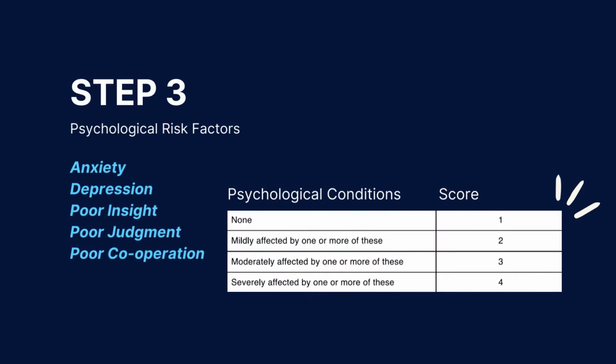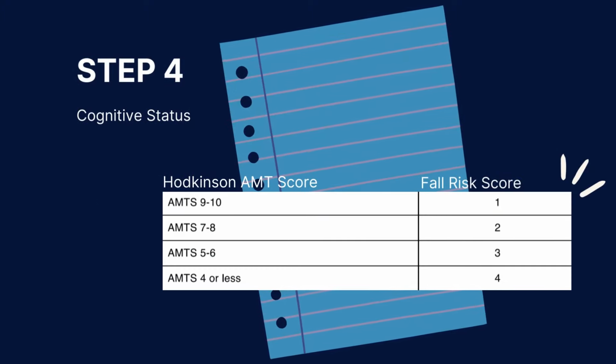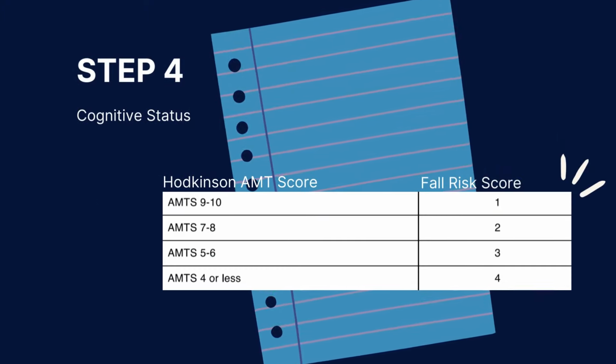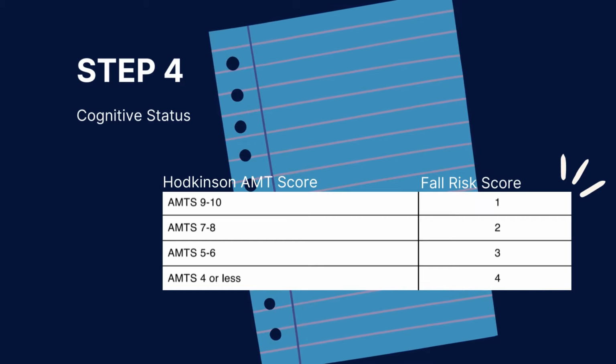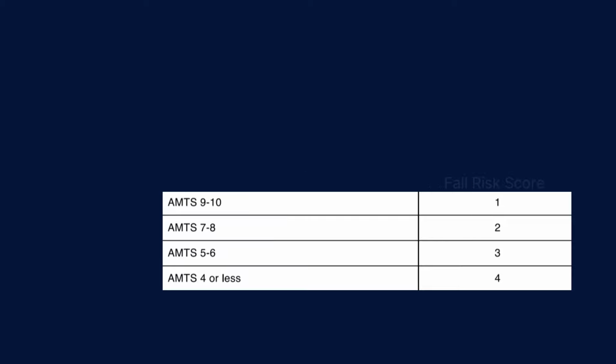Certain psychological factors can contribute to a patient's risk of falling, such as depression, poor insight or judgment, or anxiety. The patient's cognitive status is assessed using a separate assessment called the Hodgkinson Abbreviated Mental Test Score. This is a rapid questionnaire which is designed to determine the presence of dementia in elderly patients.